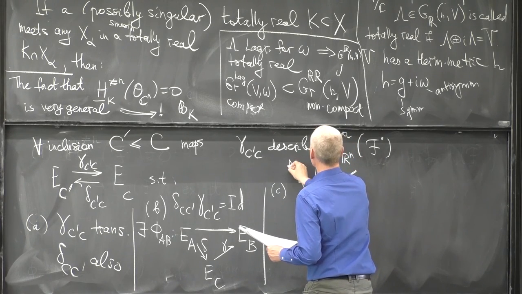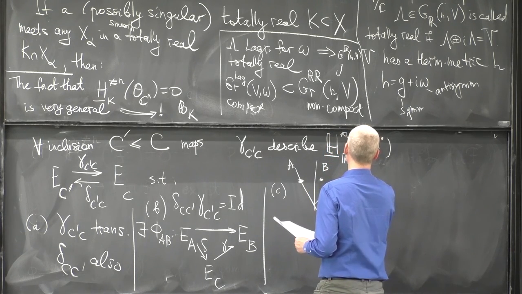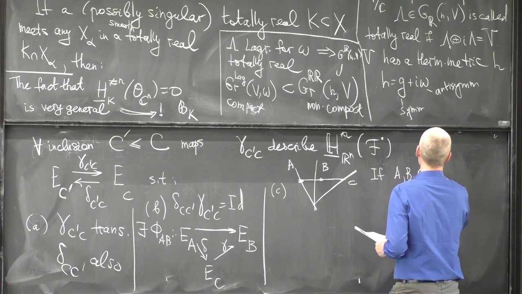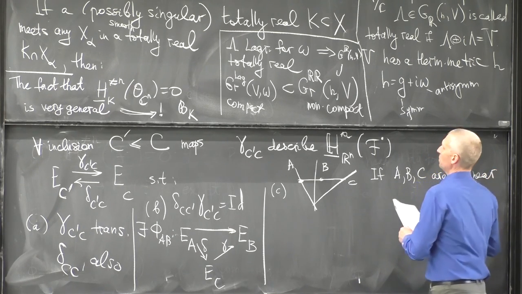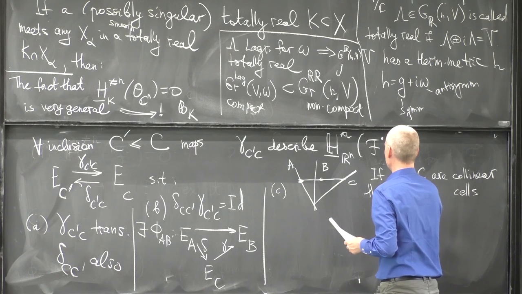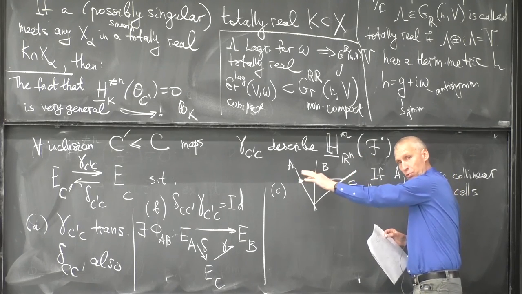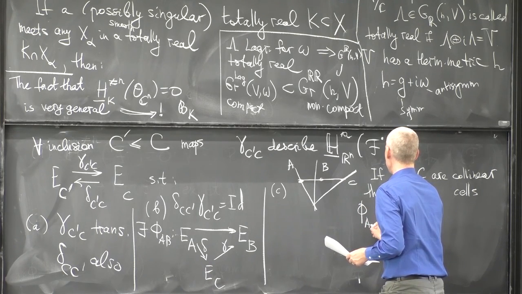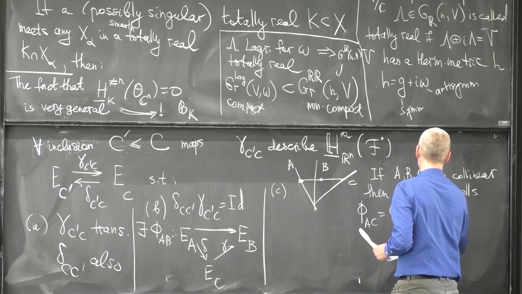if we have three cells, A, say this is B, and this is C. So if A, B, C are collinear cells, which simply means that there is a straight line passing through a point A, a point B, and a point C, then, yes, B, first of all, is in the middle of the interval. It's an ordered concept. So then phi AC equals phi BC composed with phi AB.